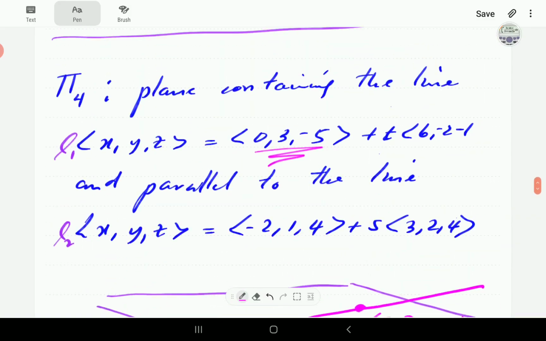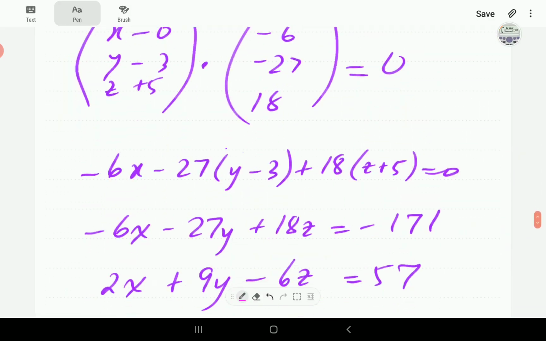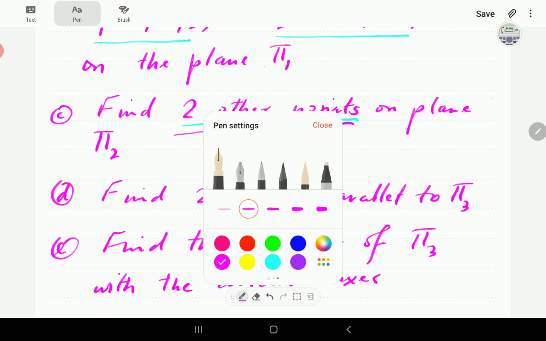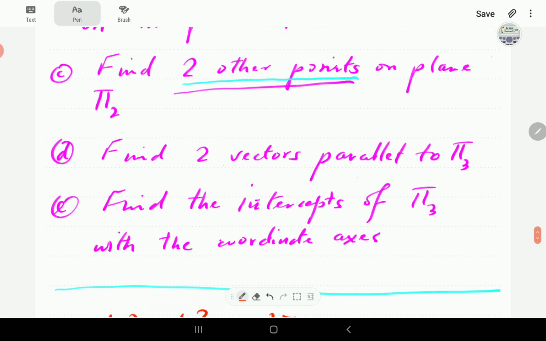So the bottom line is it is more efficient to use the parametric form of the equation to generate points. Part D: find 2 vectors parallel to pi 3.